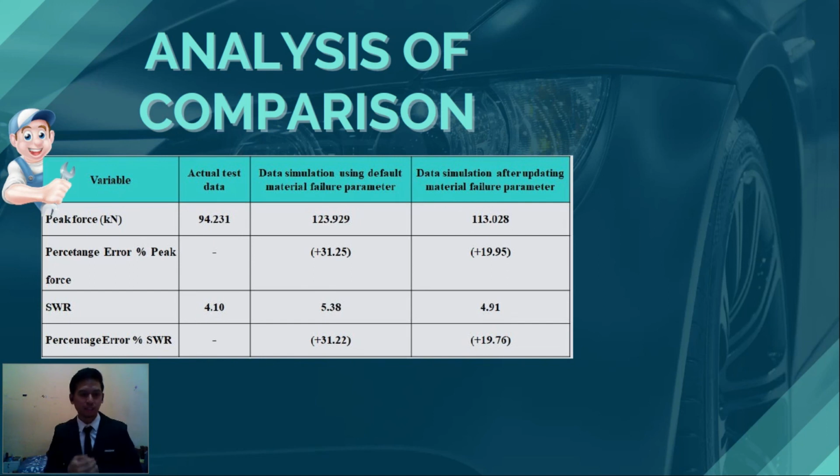Then you can see the SWR. The SWR of the actual test is 4.10 and the default material is 5.38, and after I change the material failure using the Bipod material failure, it gets 4.91, which gives a percentage error after I update the material failure model of 19.76 percent, which is below 20%. Actually, I have achieved my objective for this.